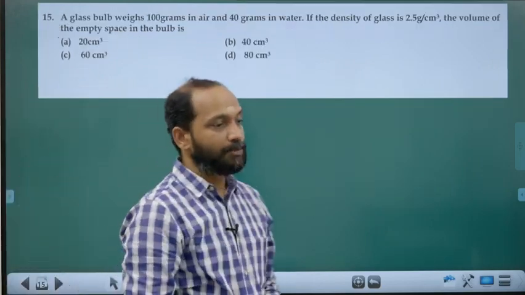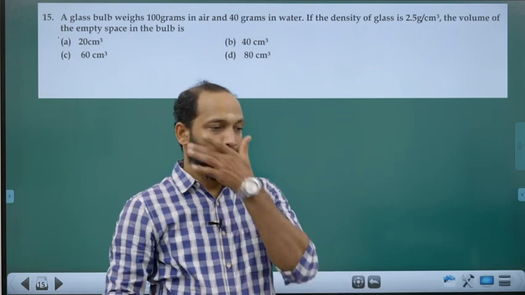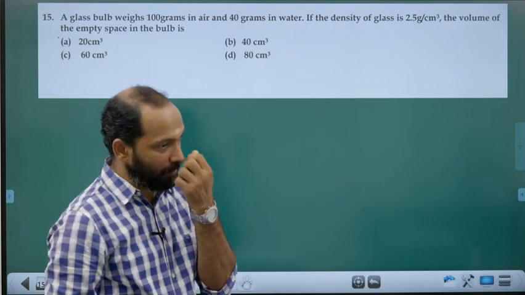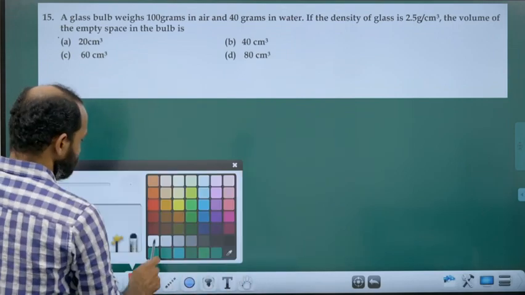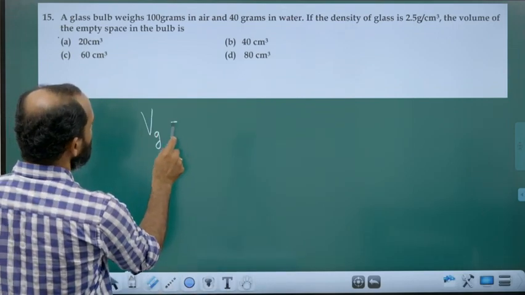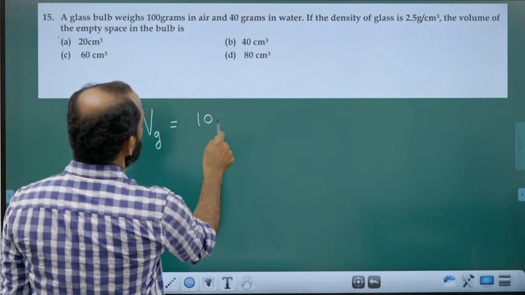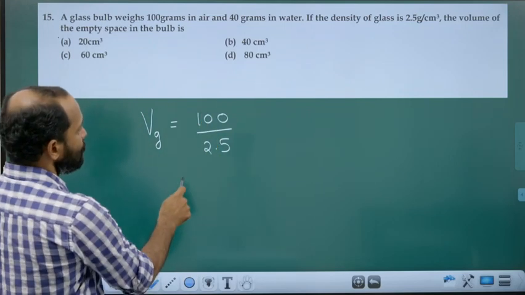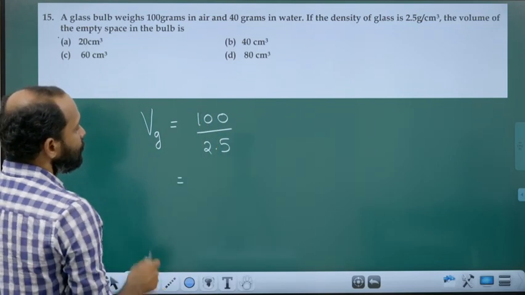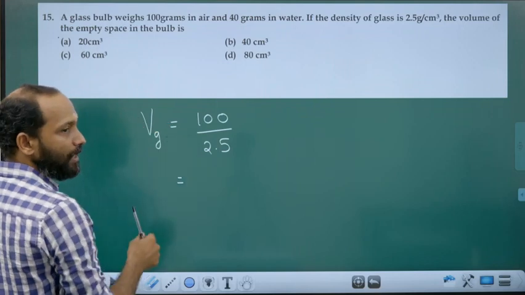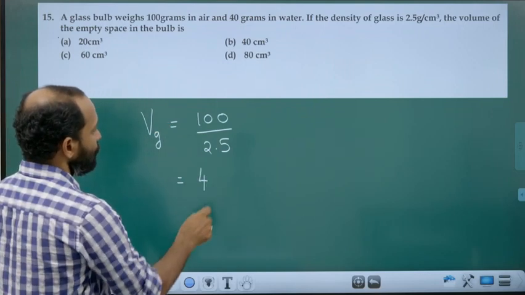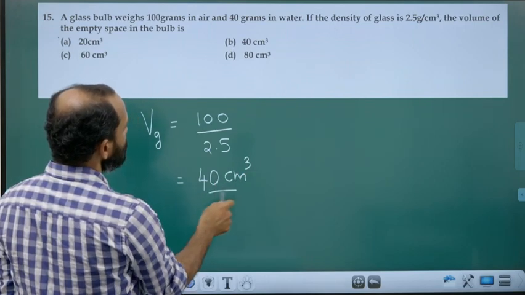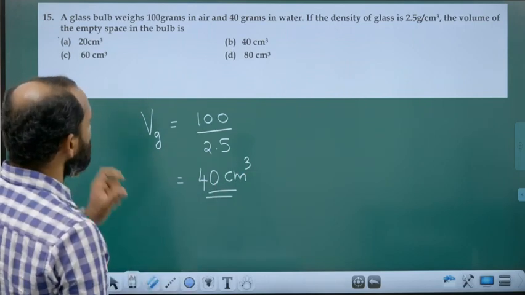15. A glass bulb weighs 100 gram in air. Its density is 2.5. So what is its volume? Volume of the glass bulb is equal to mass divided by its density, both in CGS. So you get 100 by 2.5. 100 by 25 would have been 4, now it is 40. So 40 centimeter cube is the volume of the glass bulb alone.